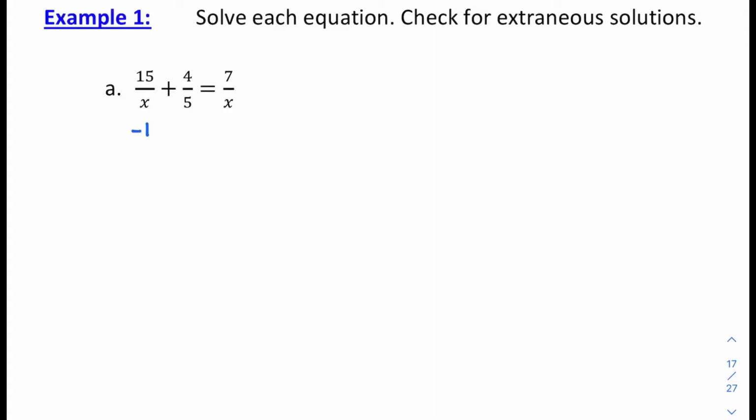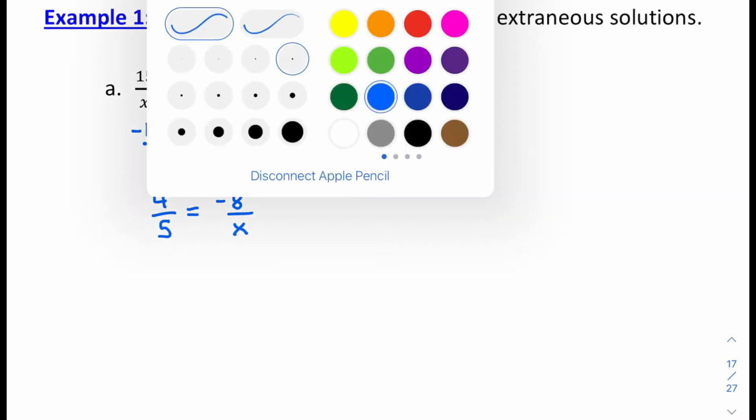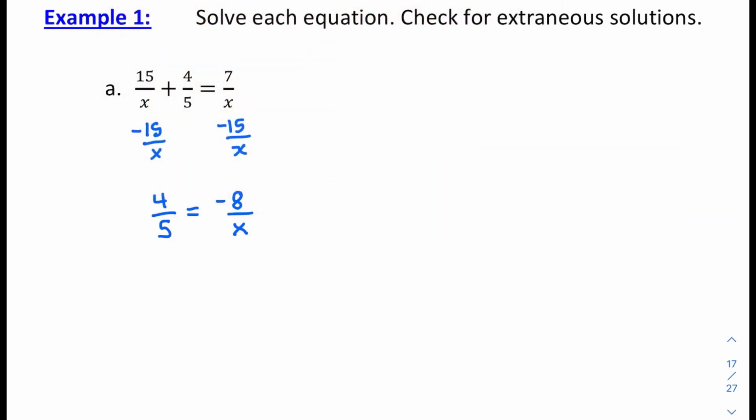Alright, we're going to solve some more rational equations today. So first off, since I already have two rational expressions with the same denominator, I'm going to subtract 15 over x from both sides to end up with negative 8 over x. That's easier than adding on the left and having to get a common denominator.